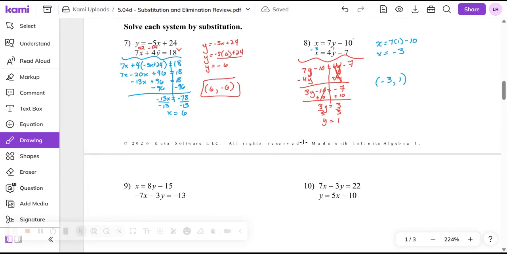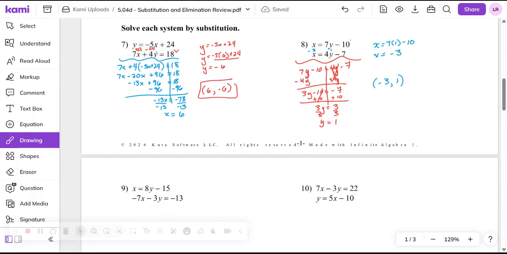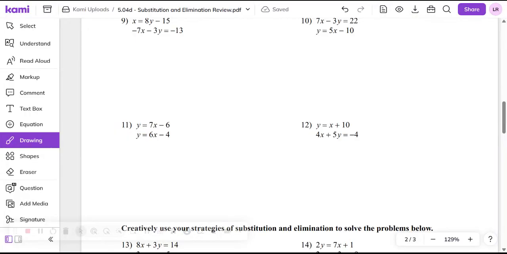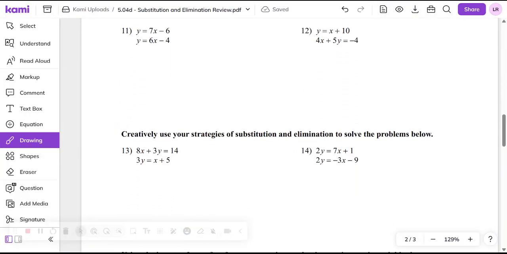Now, use those ideas there to do 9, 10, 11, and 12. When you get to numbers 13 and 14, really you can use either strategy. I want you to be creative about how you use them to get those two answers. Make sure you are showing all of your work on this assignment.